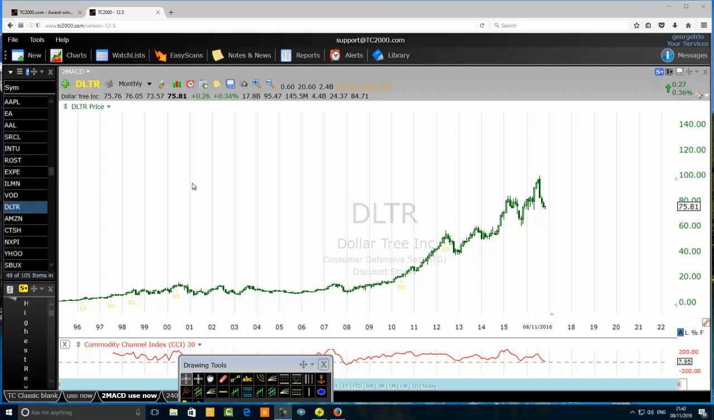All right, so talking about multiple time frames, we want to use a different time frame. We do not want to use the monthly chart alone. We don't want to use a single time frame alone. We want to use at least two time frames, two or more, to perform our Elliott wave analysis.